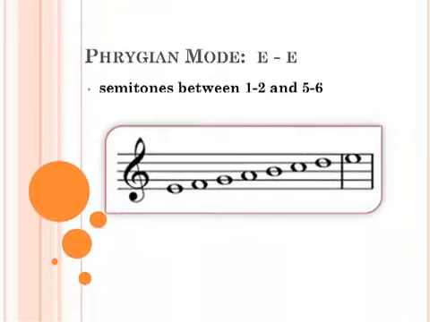The Phrygian mode is the second mode, and it can be played on the keyboard from E to E. It has a minor sound with semitones between the first and the second, and the 5 and 6. The Phrygian mode is similar to the natural minor scale with that second lowered. This is what the Phrygian mode sounds like.